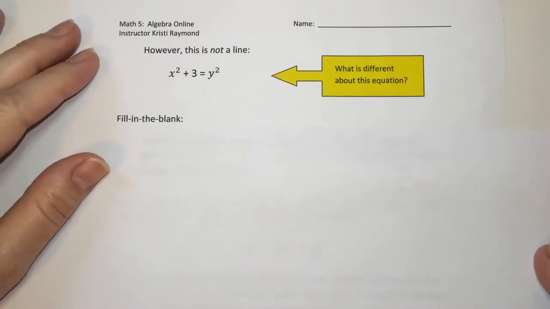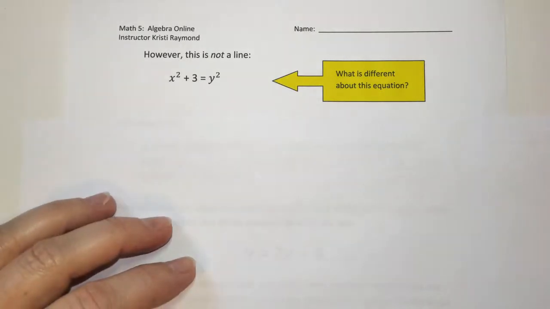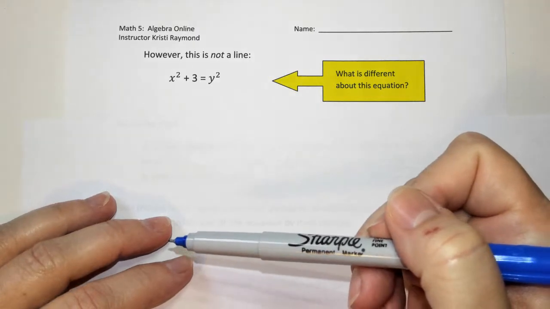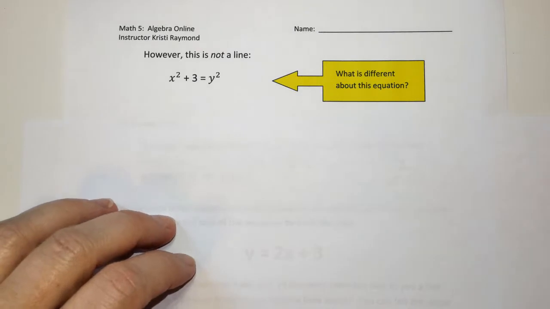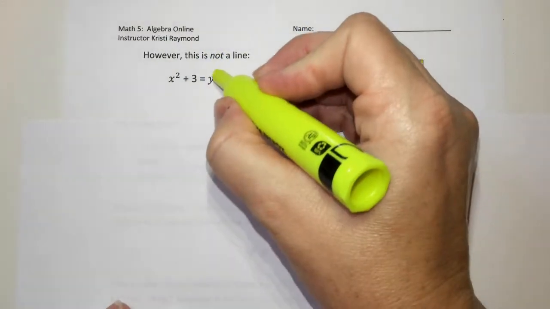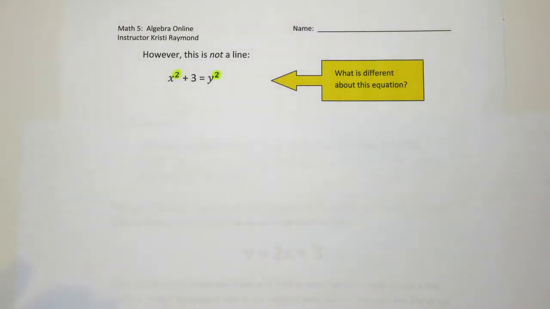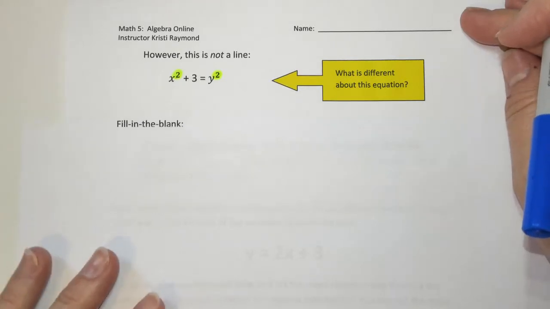However, this is not a line. X squared plus 3 equals y squared. Well, I said it could have an x and a y on either side, so what's wrong with this one? What is different about this equation? Hopefully you looked over here and you saw that your variables were raised to a power. X squared plus 3 equals y squared. So those are not lines. They're actually something different, which maybe someday you'll study.